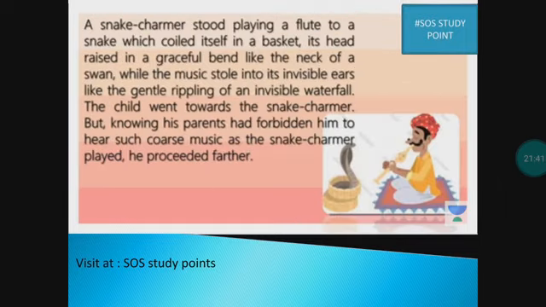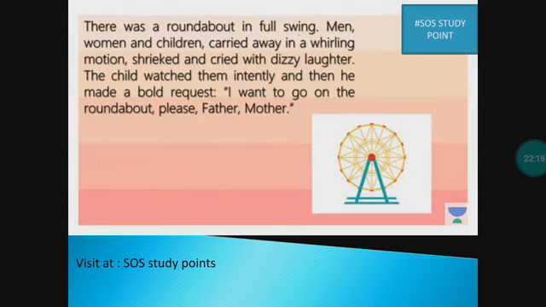Now this is the next scene of the story. A snake charmer stood playing a flute to a snake which coiled itself in a basket, its head raised in a graceful bend like the neck of a swan, while the music stole into its invisible ears like the gentle tapping of an invisible waterfall. The child went toward the snake charmer, but knowing his parents had forbidden him to hear such music, as the snake charmer played, he proceeded further.